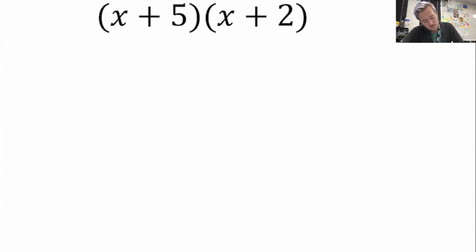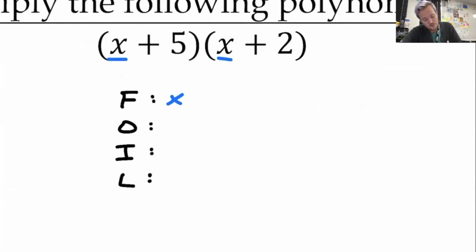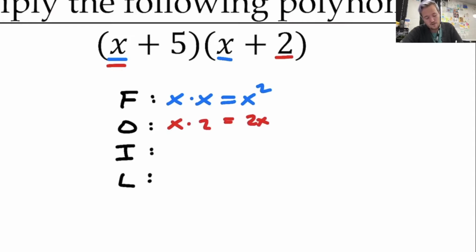So I'm going to do FOIL. All right, so the first terms are going to be x and x, so I'm going to multiply those together, and I'll get x squared. Now for your outside terms, I want x and 2. So x times 2 gives you 2x. And then your inside terms, 5 and x. So 5 times x gives you 5x. And then your last terms, which are 5 and 2. So 5 times 2 gives you 10.